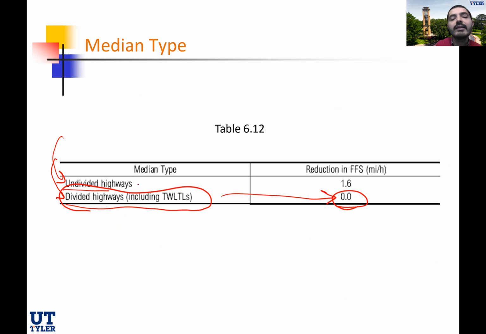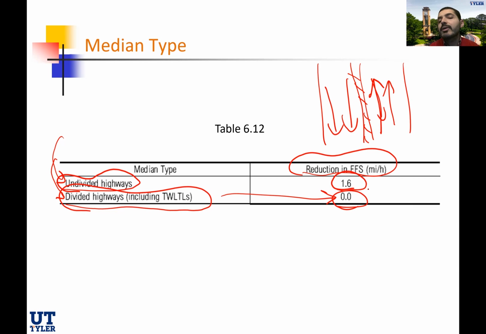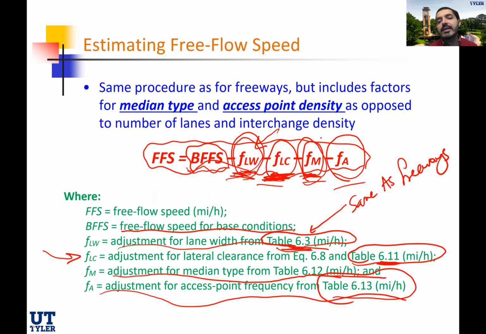But if it's an undivided highway, imagine again there are 2 directions, 2 lanes per direction, but these 2 directions are not divided. Your experience as a driver is going to be way worse than if there is a big median in the middle. Therefore, we're saying that if it's undivided, we're going to have a reduction in the free flow speed by 1.6 miles per hour. So that's Table 6.12 to know the FM, the correction factor for the median adjustment.